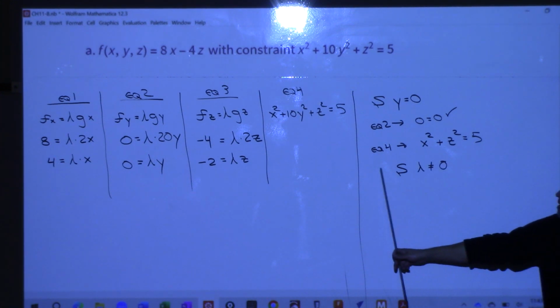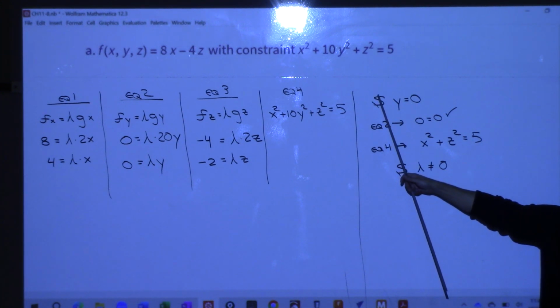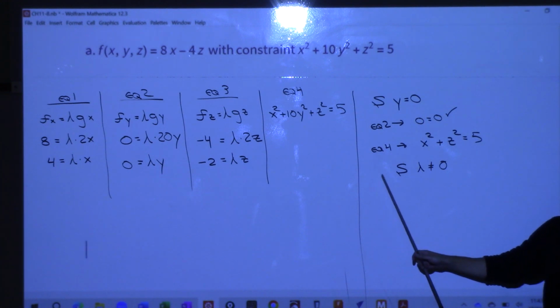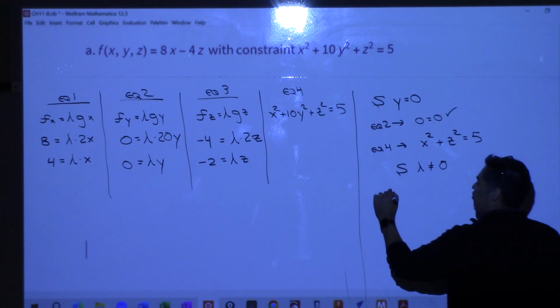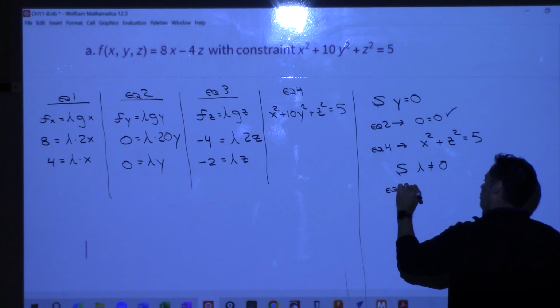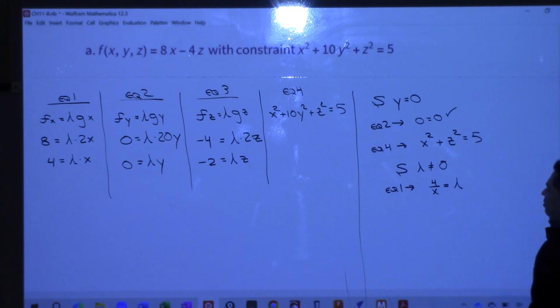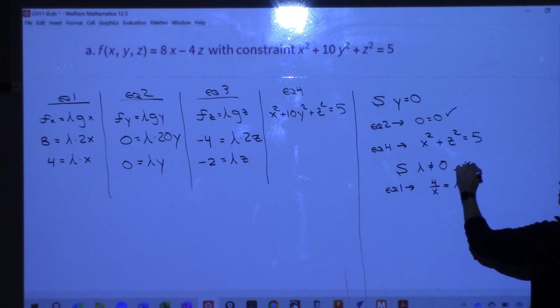Now I indented that because I want you to understand I'm still within the same assumption here, right? I'm saying y is 0, and now I'm supposing that lambda is not 0. Then equation 1 tells me what? 4 over x is lambda. But now I have to also promise you what? X wasn't 0. So suppose lambda is not 0 and x is not 0, right?